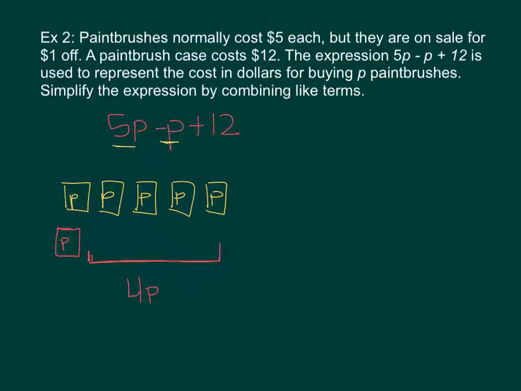So, to combine these terms, 5p minus p plus 12 can be simplified to 4p, and then I cannot forget to include my plus 12. And that's my simplified expression. Remember to ask questions if you need help with these. I feel like they're pretty simple and straightforward, but remember, you can always pause, rewind, raise your hand, ask me questions. That would be great too.